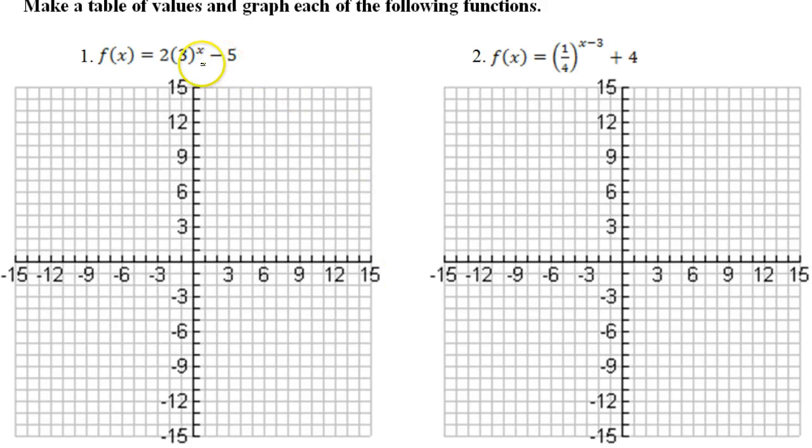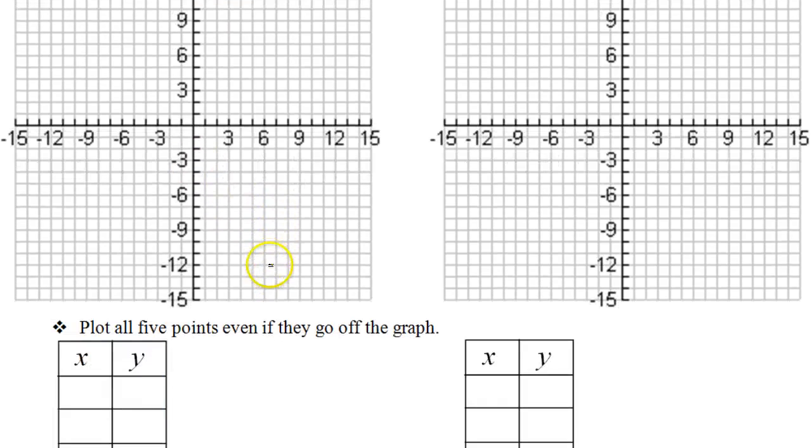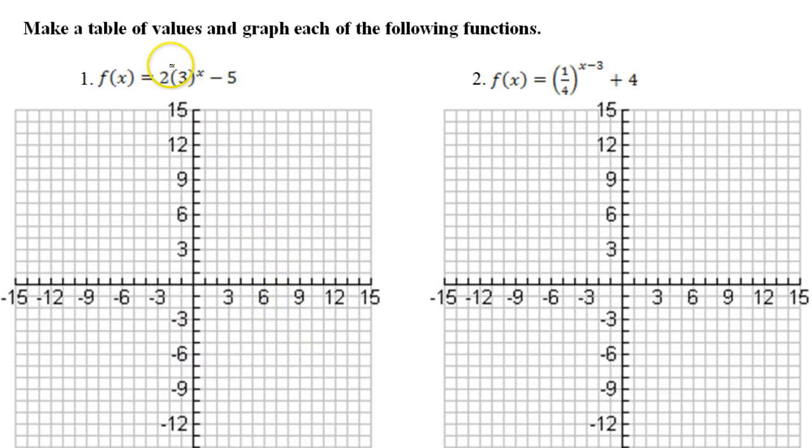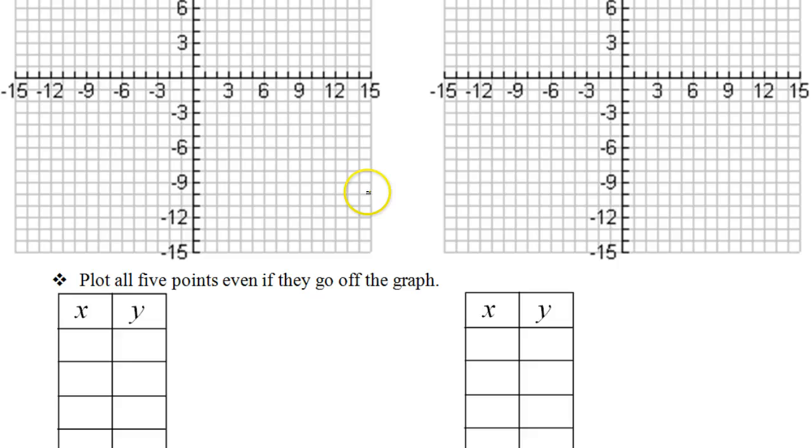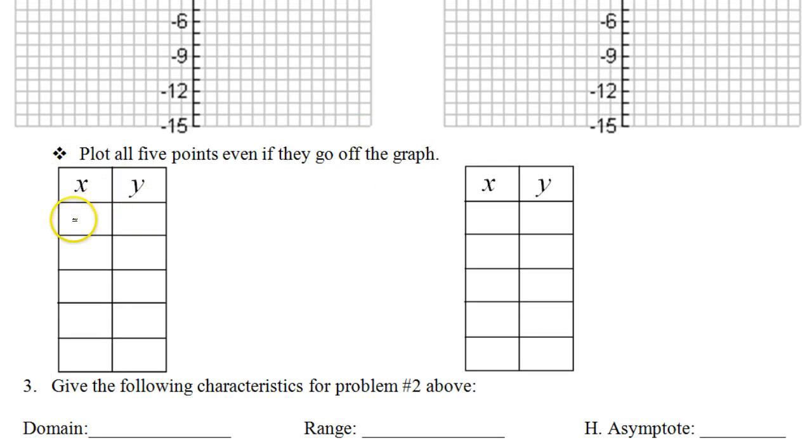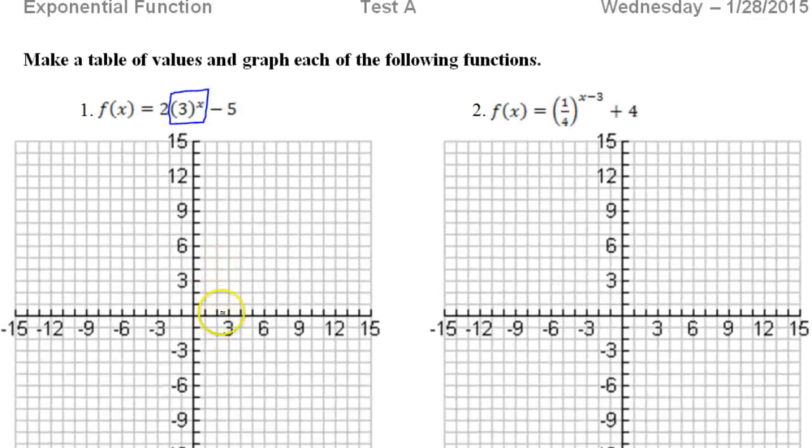Okay, so problem number 1. I see that this is going to be shifted down 5 and have a vertical stretch by a factor of 2. However, we will start by just graphing the parent function, which is just this part, 3 to the x power. And since we're just doing the parent function, we can get away with the following x values every time: -2, -1, 0, 1, and 2. So we are graphing the function that's 3 to the x power.